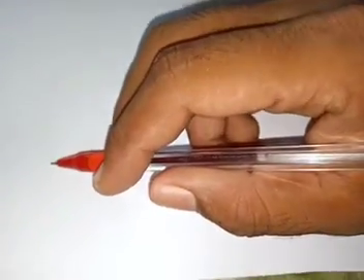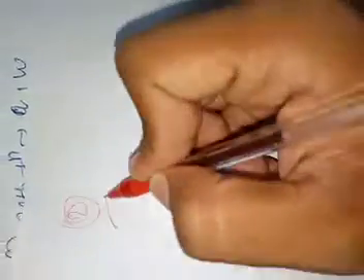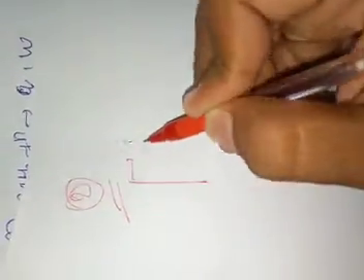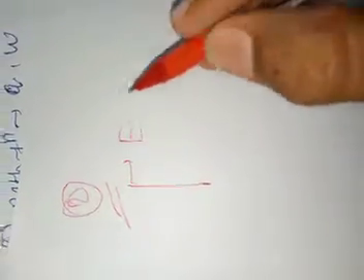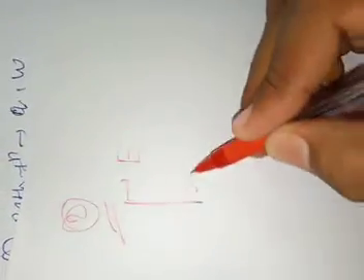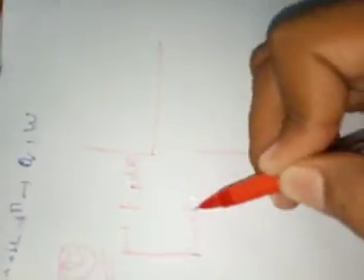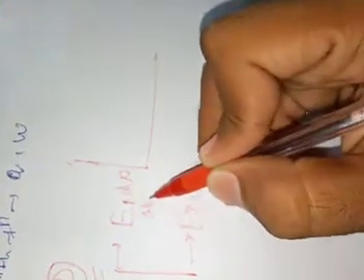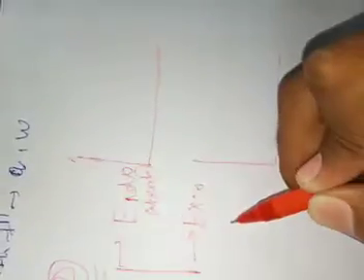Now there are two types of thermochemical reaction: one is endothermic and another one is exothermic. In endothermic the heat is absorbed, and in exothermic heat is released. Okay friends, now we are coming to the graph. This is for endo, this is for exo. As we know, heat absorbed, heat released.